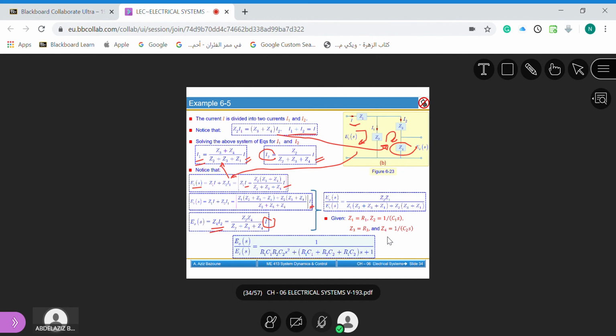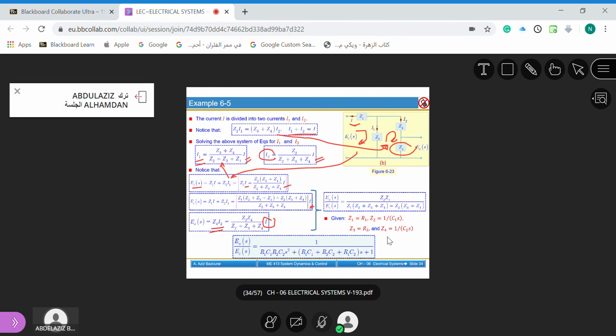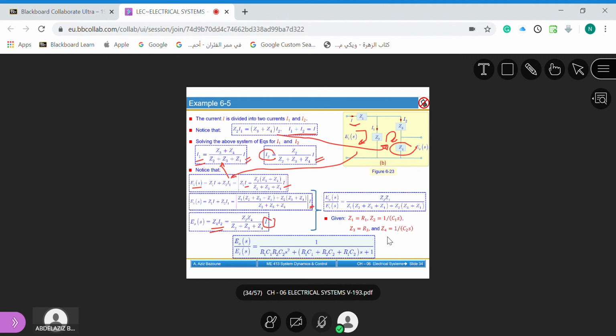Now, if I take the ratio, output over input, it will be Z2 Z4 over all this one. Now, if we substitute what is Z1, what is Z2, what is Z3, what is Z4, you end up having the same equation we have found before: 1 over (R1 C1 R2 C2 S squared plus (R1 C1 plus R2 C2 plus R1 C2) S plus 1). So it's straightforward to use the impedance method rather than using the direct method.